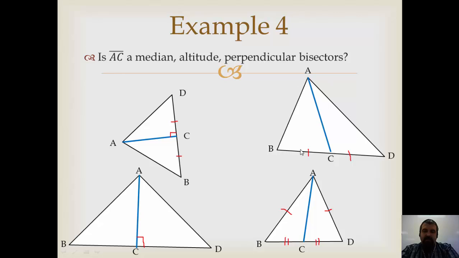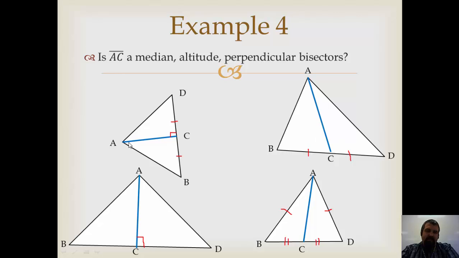This one over to the upper right here, it goes to the midpoint, so it's definitely a median. However, I do not see a right angle, so I cannot say it's an altitude or a perpendicular bisector. So in this case, the only thing I can say is median. So this one was all three. This one was just median.